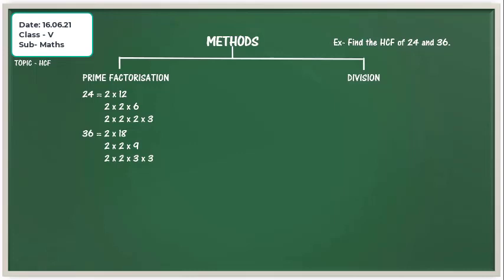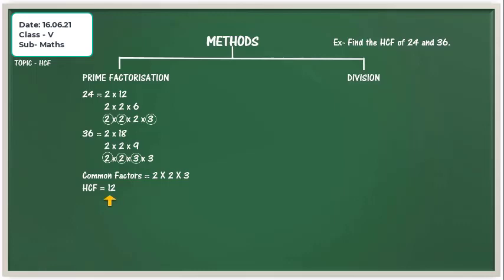Since we have got the prime factors, what we'll do now is find all the common factors between the factors of 24 and 36. So the first number is 2, then 2, and then 3. So it will become 2 into 2 into 3. After multiplying all these numbers together, we'll get the answer as 12. So the HCF will be 12.